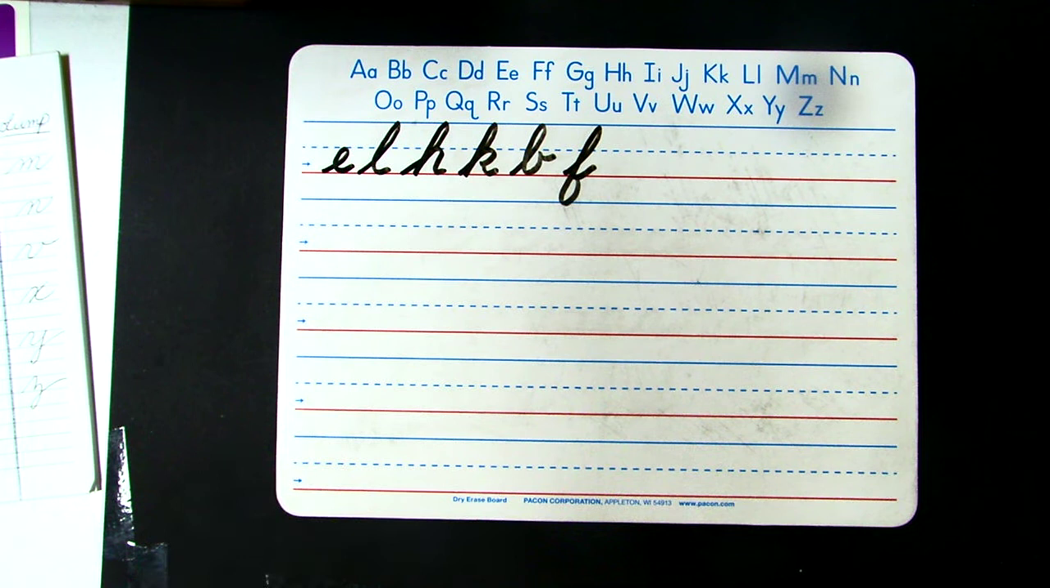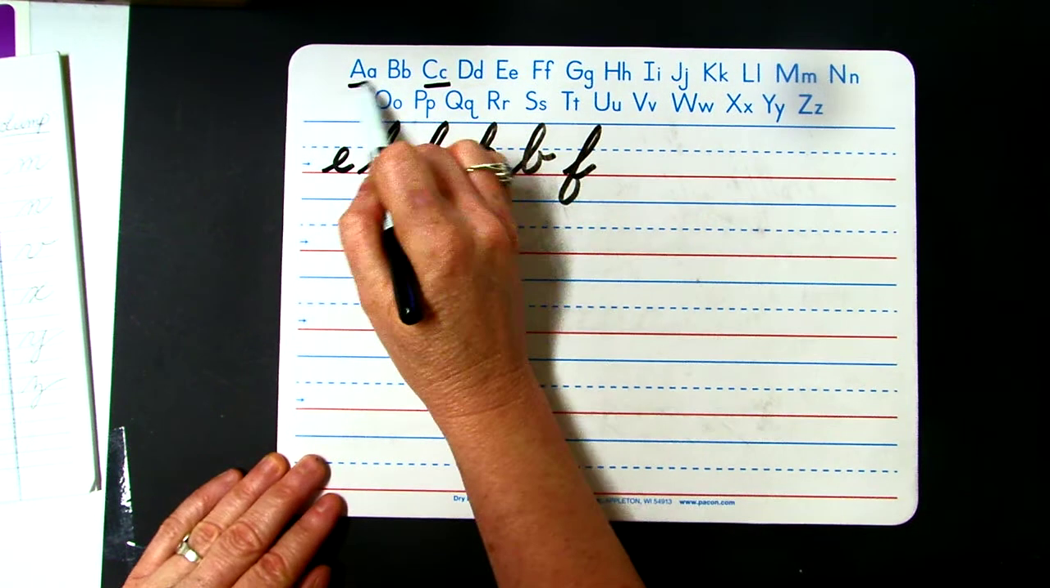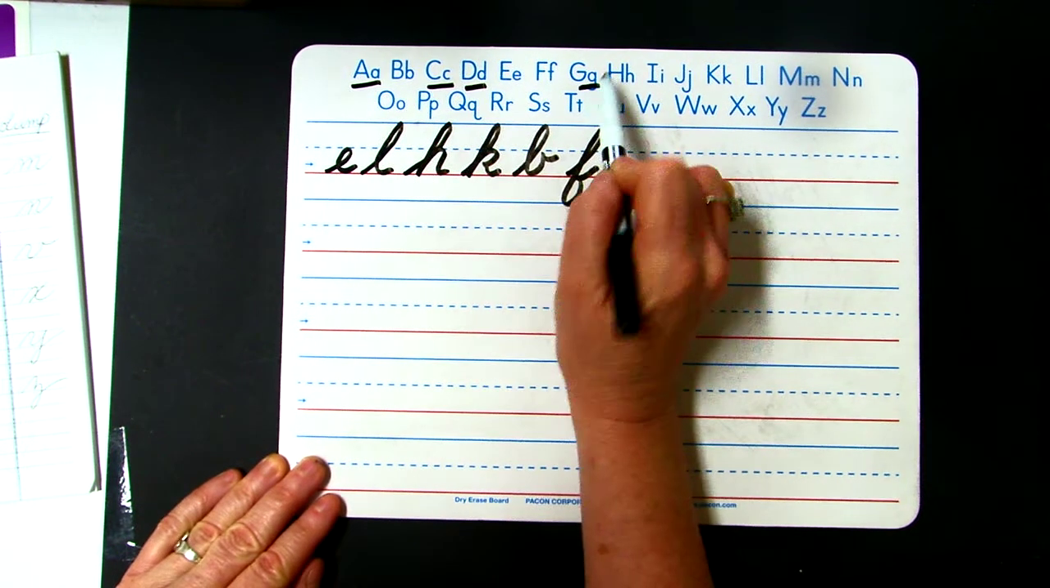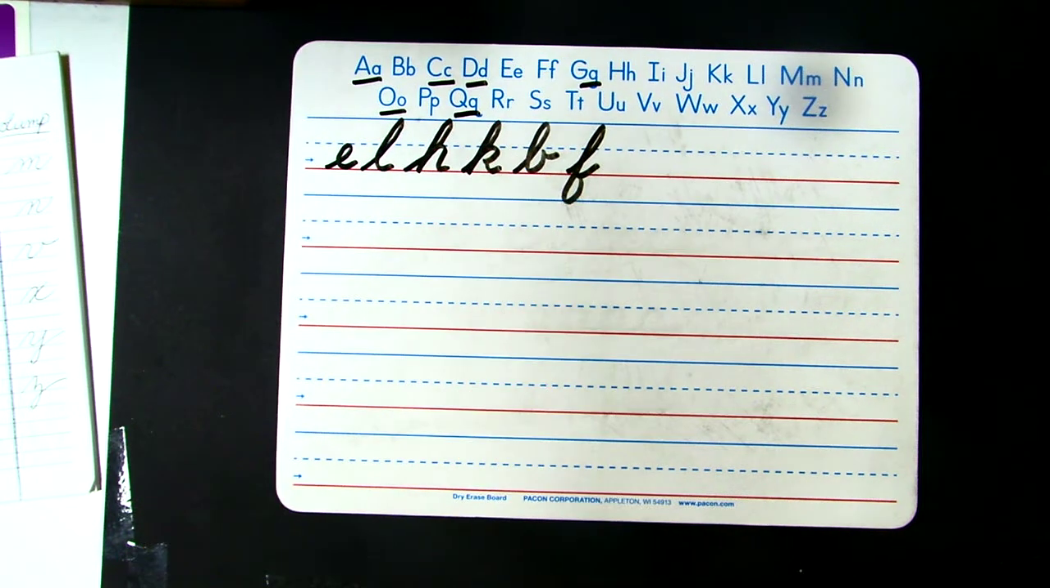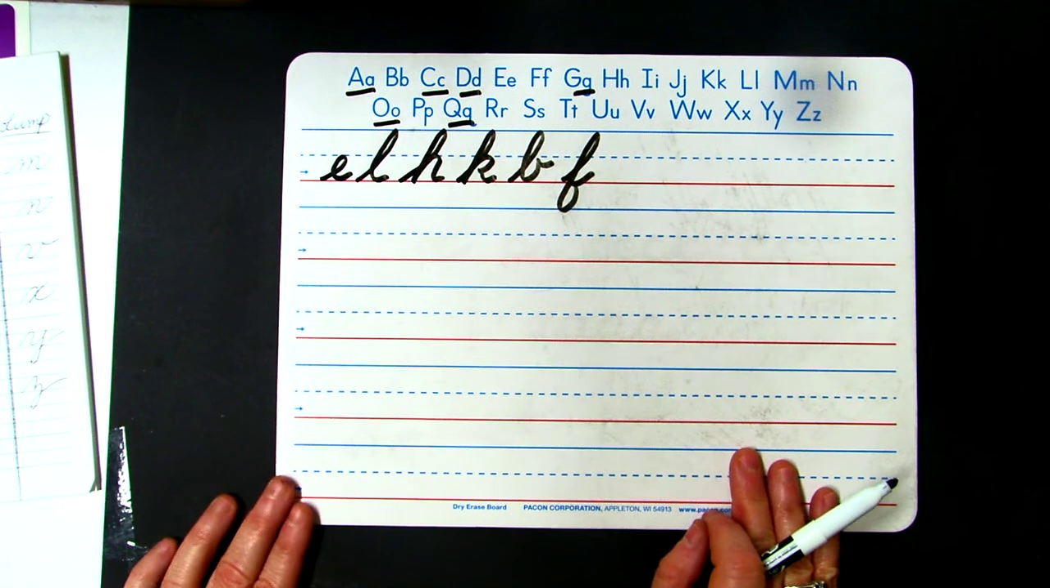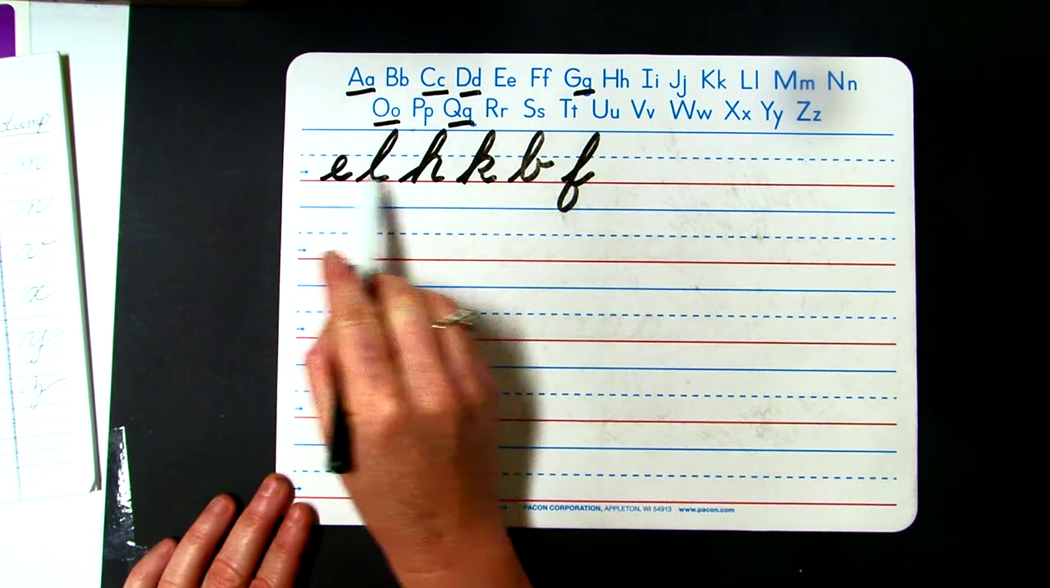So today we're going to learn the letters C, A, D, G, O, and Q. And those are your curvy letters. And the reason is because they all have curves to start instead of loops like these all had.